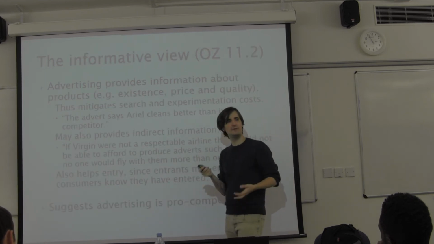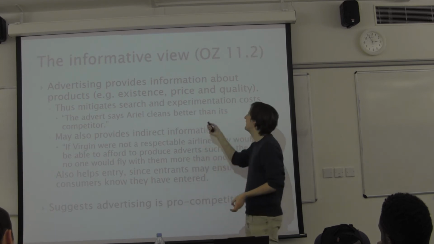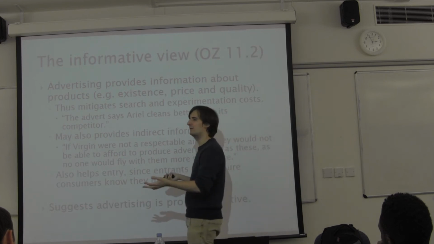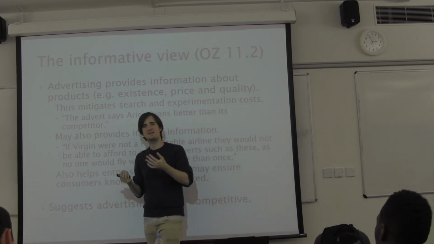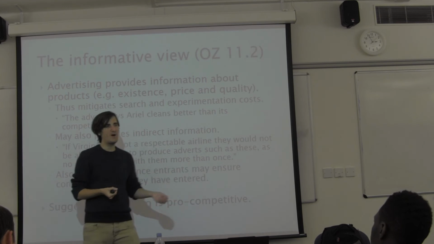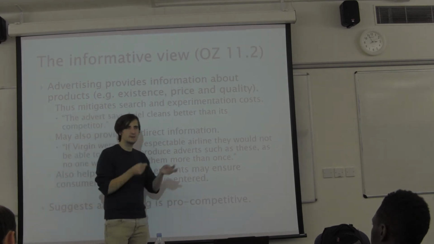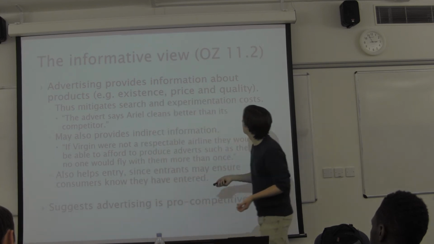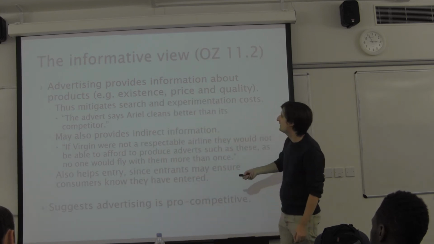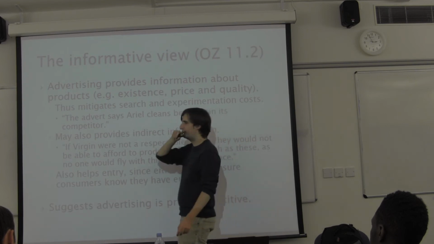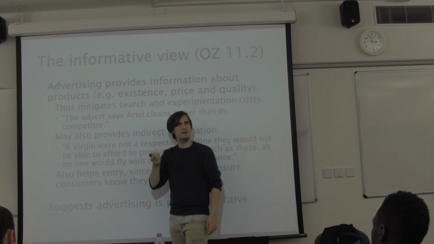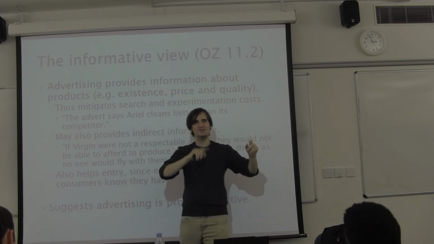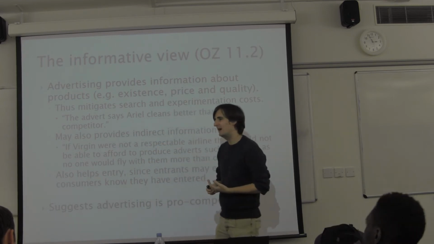A slightly more modern view about how advertising works is this informative view. And this is what you started with. So this is advertising providing some information about the product. So it's price, its availability, its quality, where you can buy it, all of these things. I don't know, a lot of adverts for washing powder used to be like this. Daz was 50p cheaper than its closest rival.